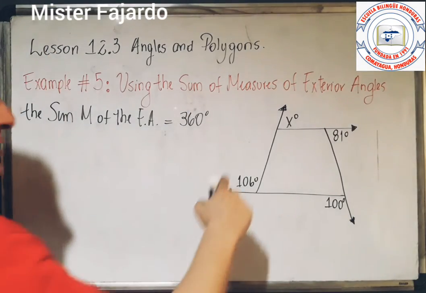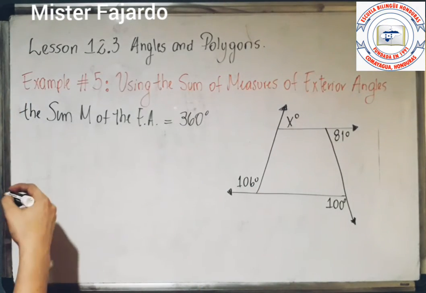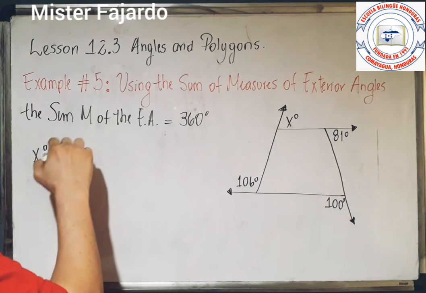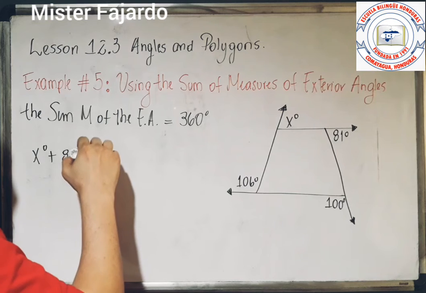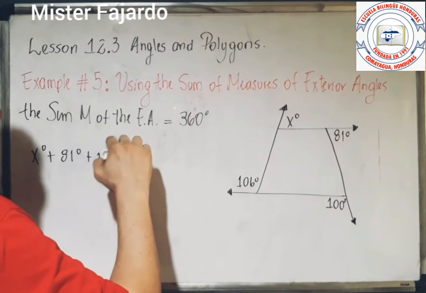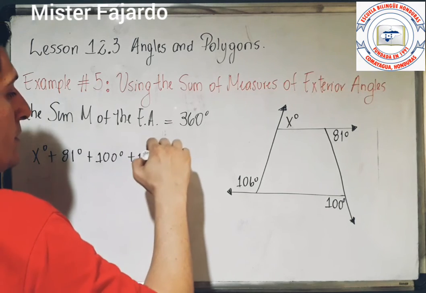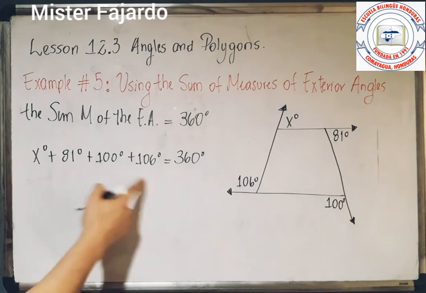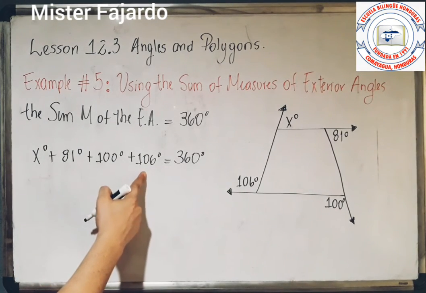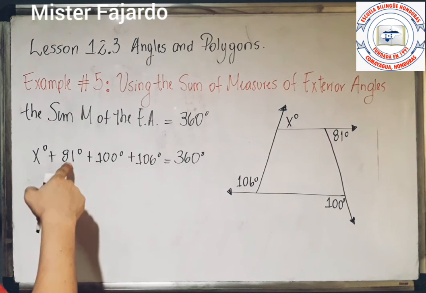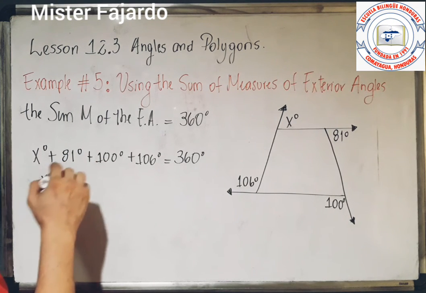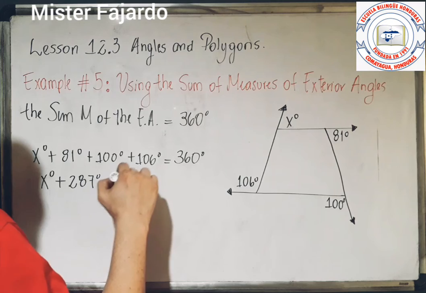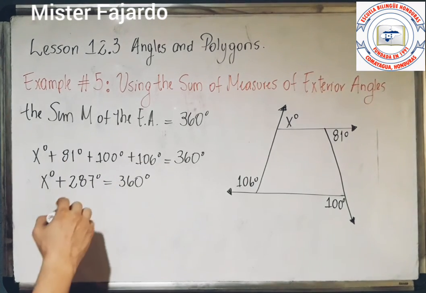That means that the addition of all of these has to be equal to 360 degrees, okay? So you are going to have x degrees plus 81 degrees, plus 100 degrees, plus 106 degrees, equal to 360 degrees, okay? If you do the addition of all of this, that is really easy. 100 and 81 is 181, 287. That means you're going to have x degrees plus 287 degrees equal to 360 degrees. Then solve for x.